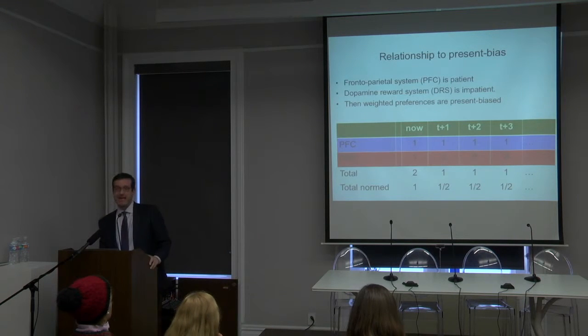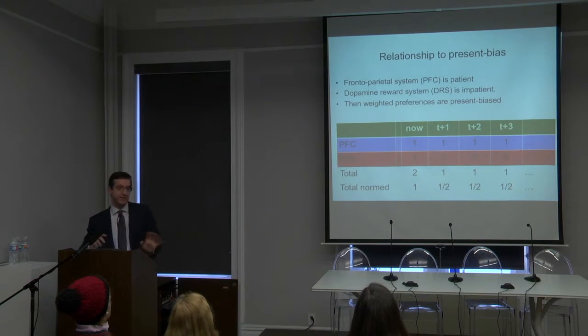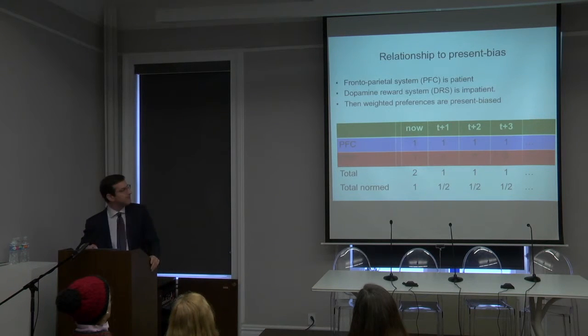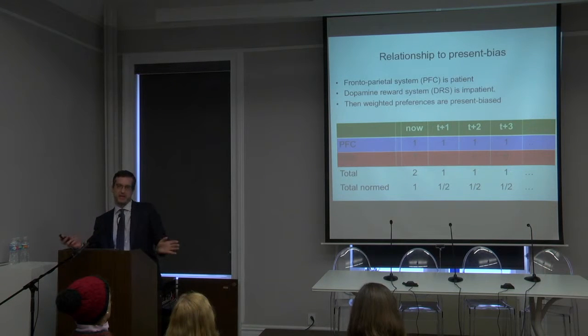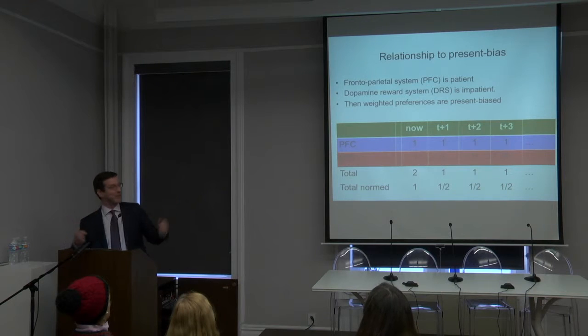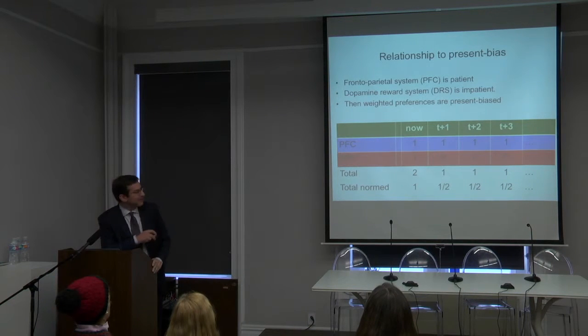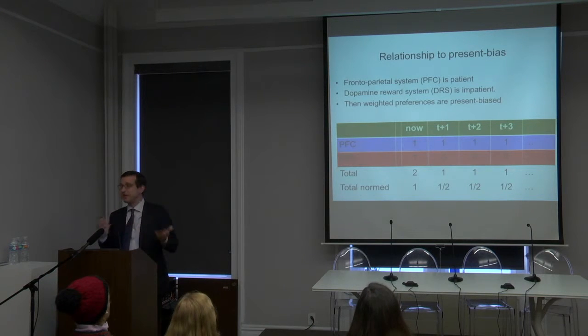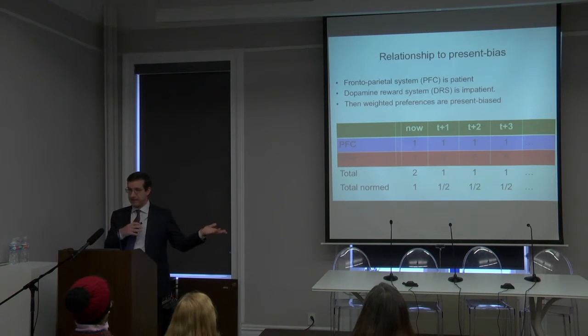Let me map this back to our discussion of present bias in a very crude and just illustrative way at first, and then we'll use a little modeling in a second. Let's think about the frontal parietal system as being relatively patient. Of course, not completely patient as I have it on the slide, but just relatively patient. So the PFC, let's think, puts weight 1 on all rewards, whether they come now, today, Monday, or tomorrow, Tuesday, or Wednesday, etc. Whereas this dopamine reward system is relatively impatient. In this case, I've made it rather stark.